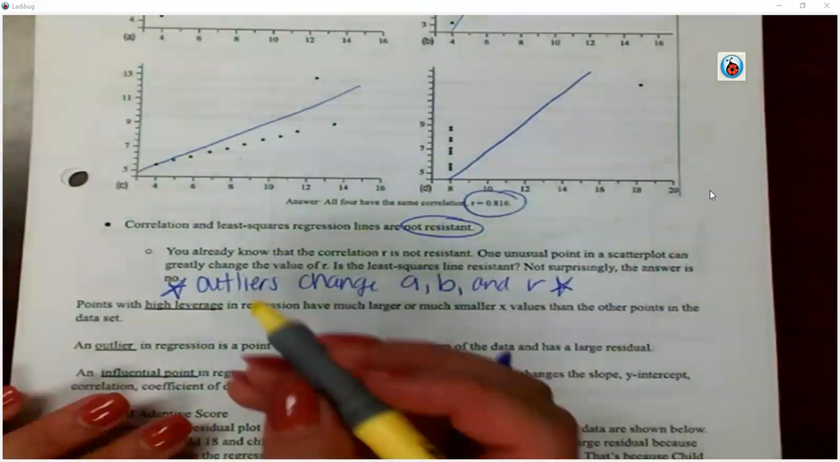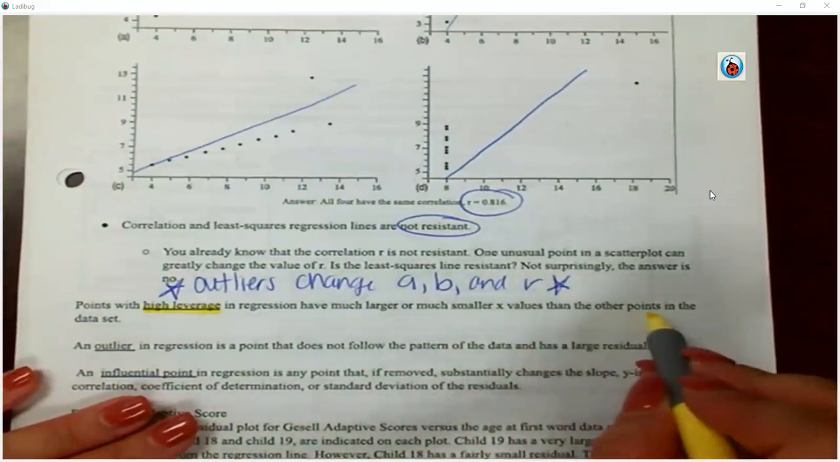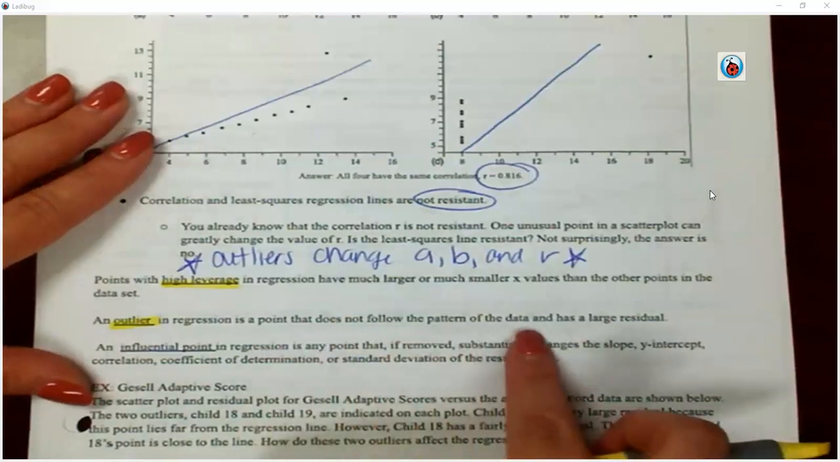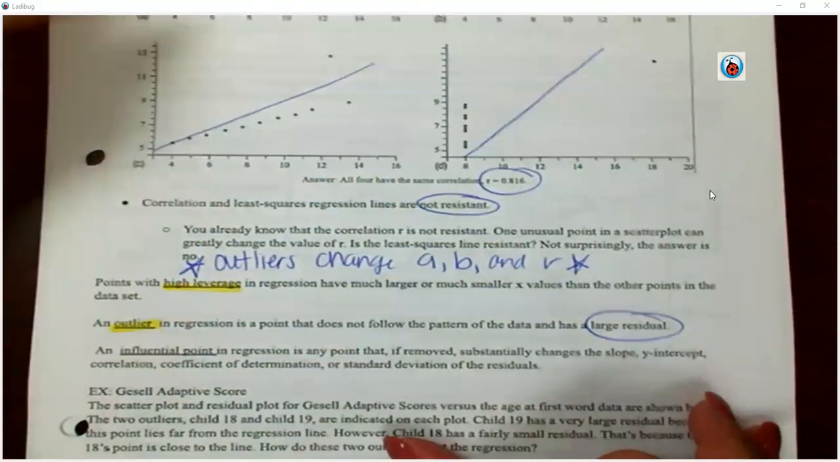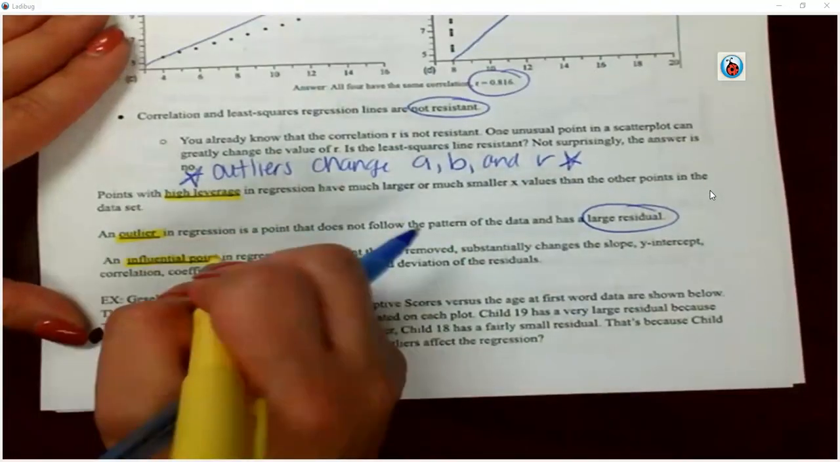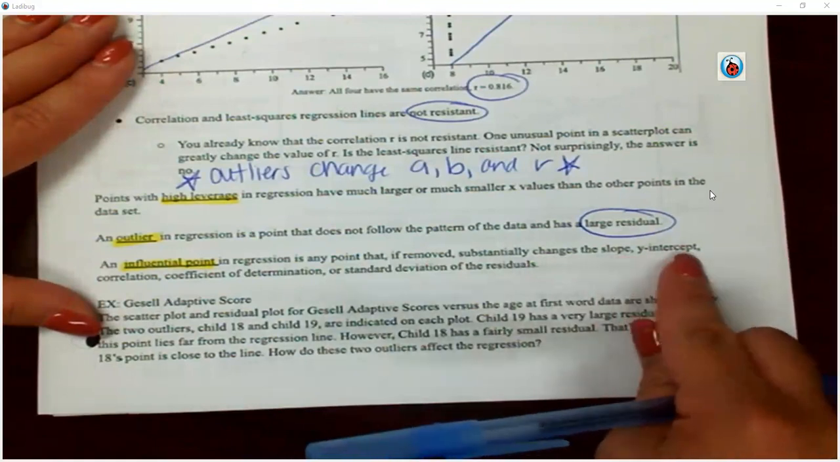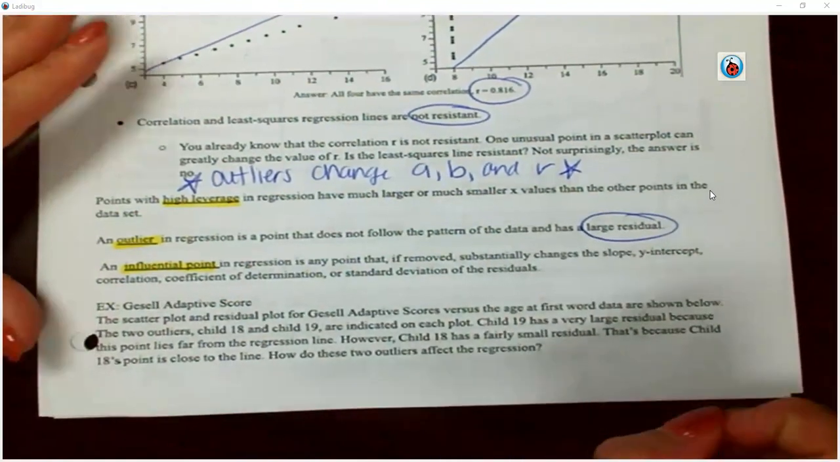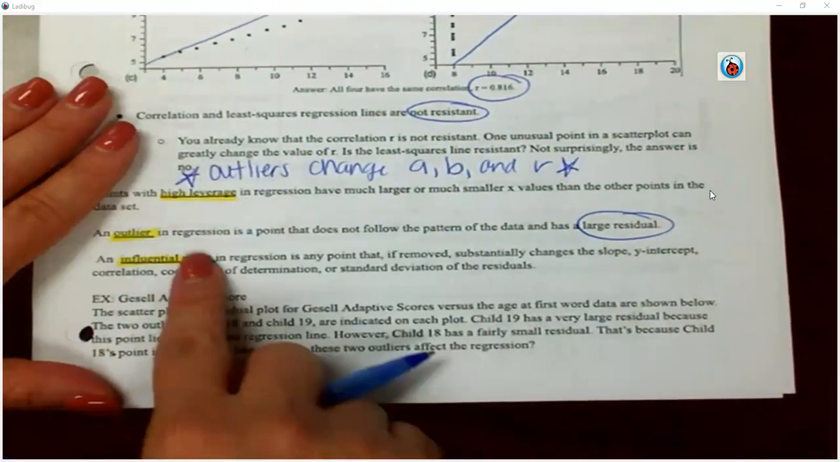Now, you can have points with high leverage in a regression, which have much larger or much smaller X values than the other points in the data set. You can have an outlier in the regression, which is a point that does not follow the pattern of the data and has a large residual. And then you can also have an influential point in a regression, which is any point that, if removed, substantially changes the slope, the y-intercept, the correlation, coefficient of determination, or the standard deviation. So if you take out a point, sometimes it's going to be considered an influential point if it has a substantial change. So let's look at this example here so you can get some ideas of what we're talking about.